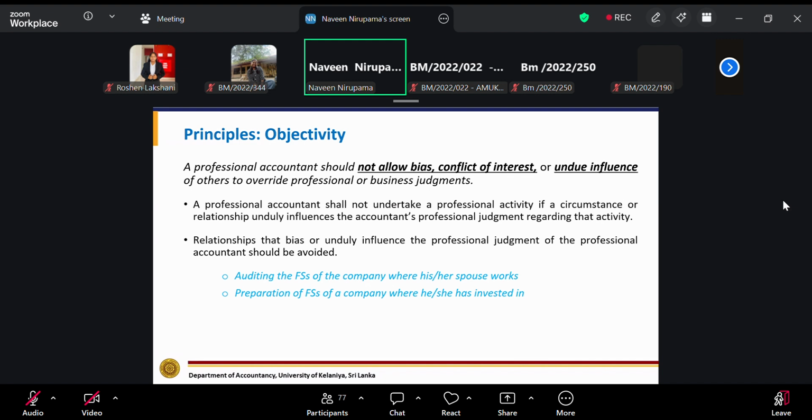Here you can see the example: auditing the financial statements of the company where his or her spouse works. There is a person in the firm, the auditor, auditing the financial statements of the company, but that person's spouse is working in that organization in the finance division. Then the objectivity principle is violated.